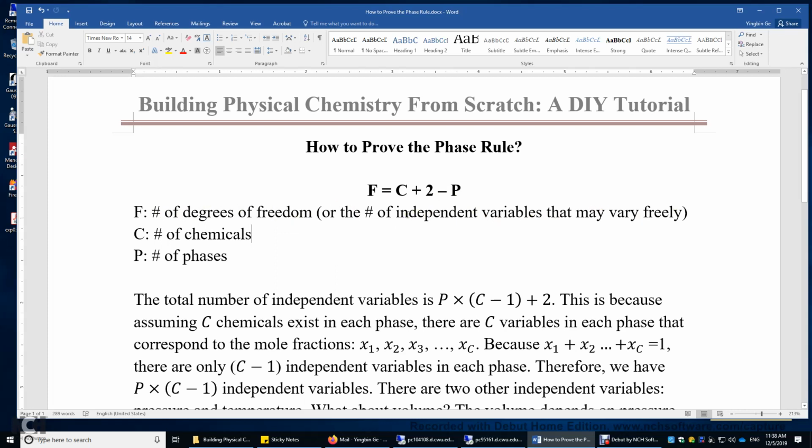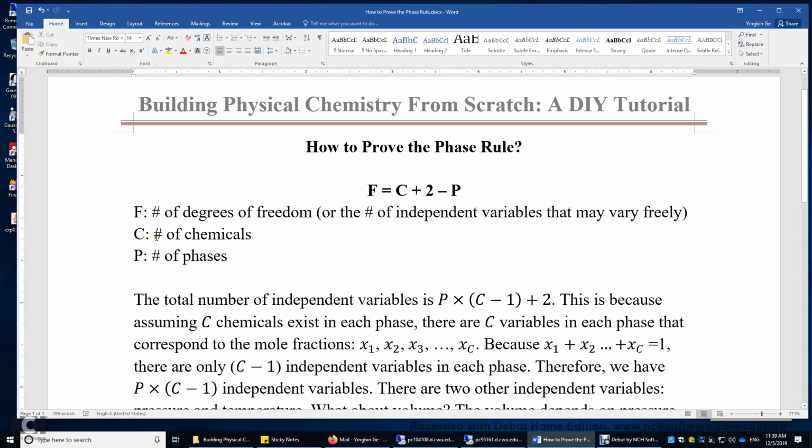For example, if we have an ideal gas, PV equals nRT. Among pressure, volume, and temperature, there are only two independent variables that may vary freely. Therefore, we say there are two degrees of freedom. It can be PV or PT or TV.